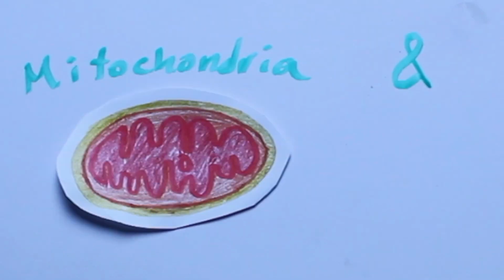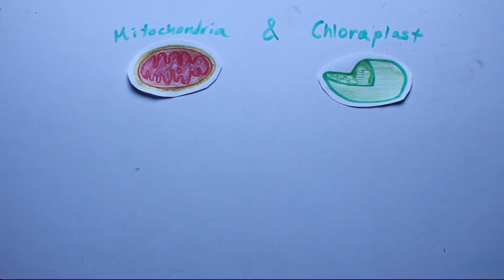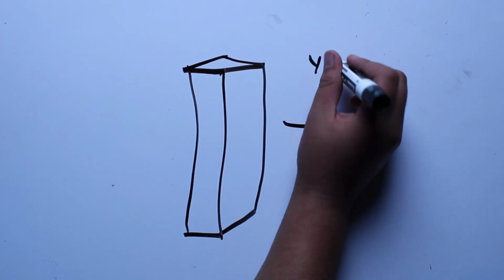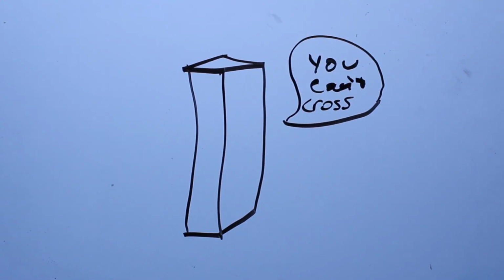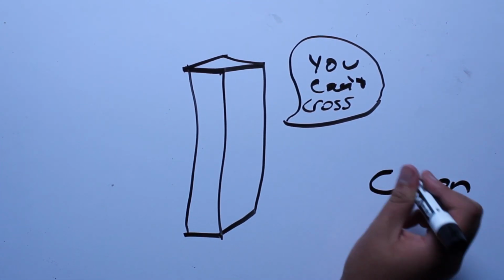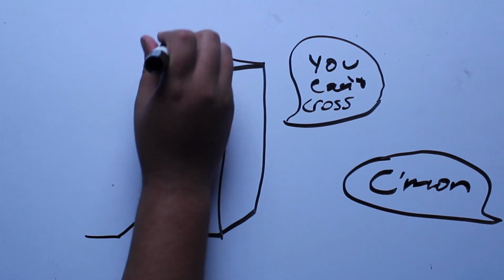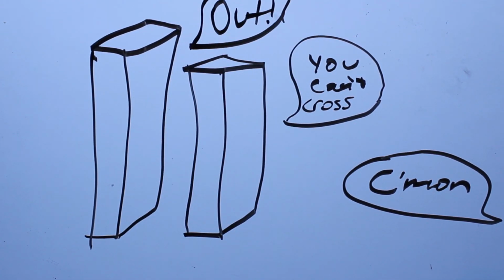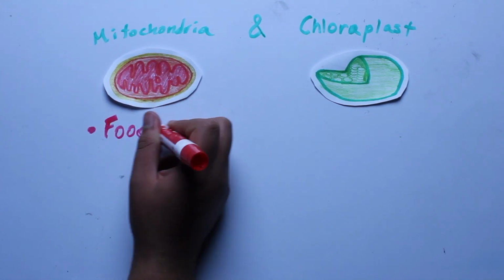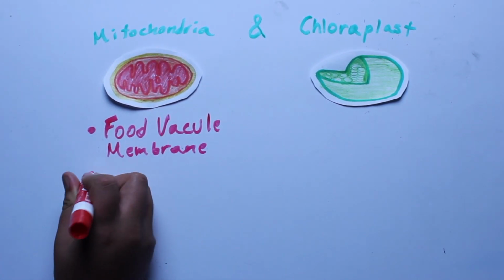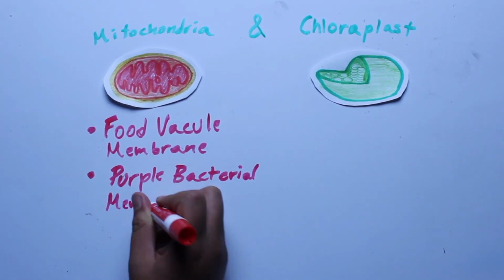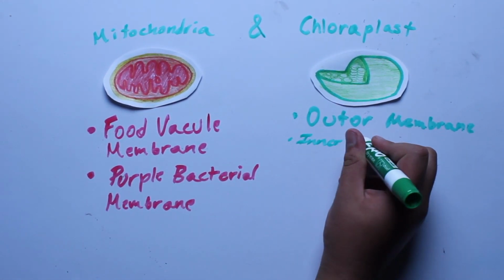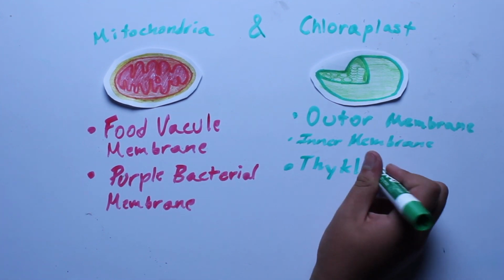Since mitochondria and chloroplasts are said to have been pre-existing cells, they have two lipid bilayers that prevent proteins from diffusing into wrong areas. The inner lipid bilayer plays a major role in the compartmentalization and organization of the intracellular environment. Mitochondria has the following membranes: the food vacuole membrane and the purple bacterial membrane. Chloroplast has the outer membrane, inner membrane, and the thylakoid membrane, also the lumen.